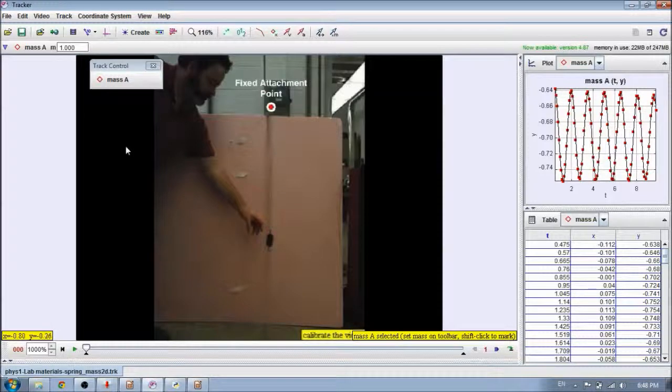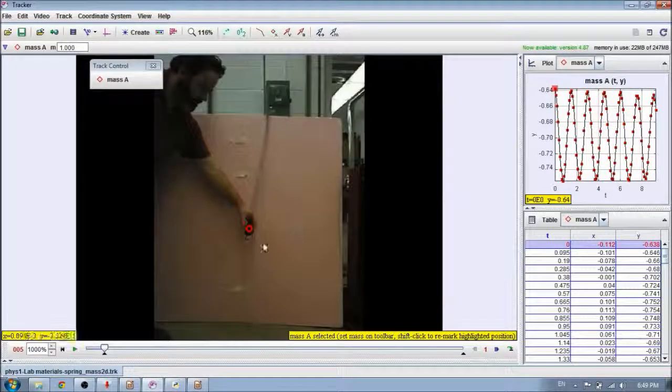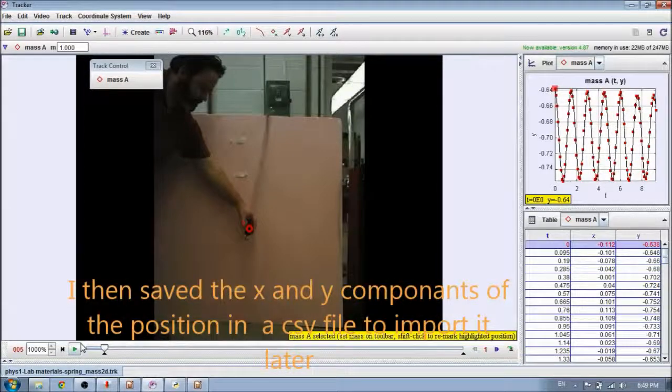Here's the video that I analyzed in Tracker. I set the coordinate system at the fixed attachment point with the positive y-axis pointing up and the positive x-axis to the right, and the calibration stick from the fixed attachment point to the center of the object, which is 70 centimeters long. I started tracking from frame 5, which was when the object was about to move, and here's the video.